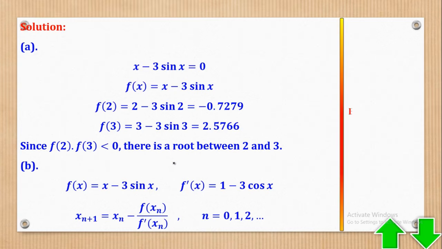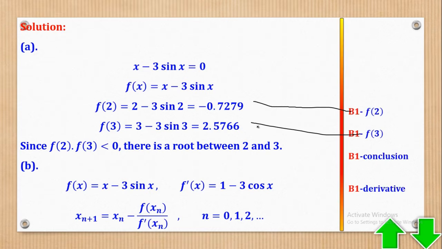So before I go to the next slide, let's see how marks for this slide can be got. B1 for this, B1 for this. Physical substitution needs to be seen. Because some students use a calculator and they just say f(2) is equal to this. That will be wrong, so you will have lost all these marks. B1 for conclusion, B1 for this derivative.